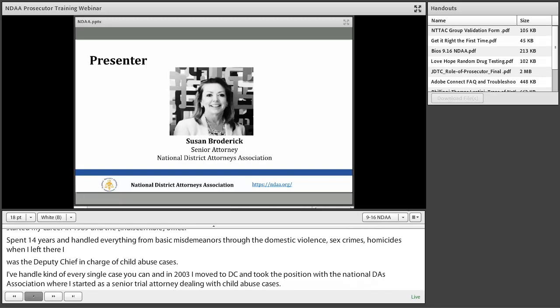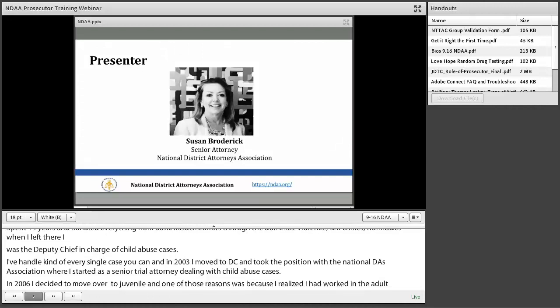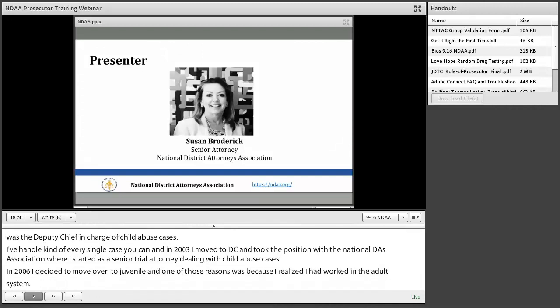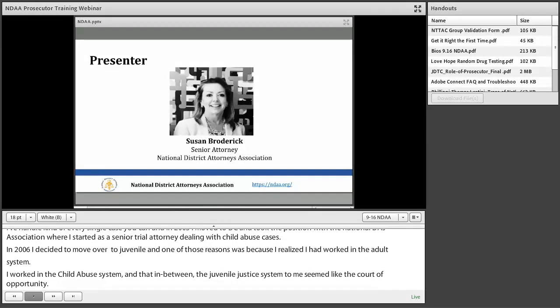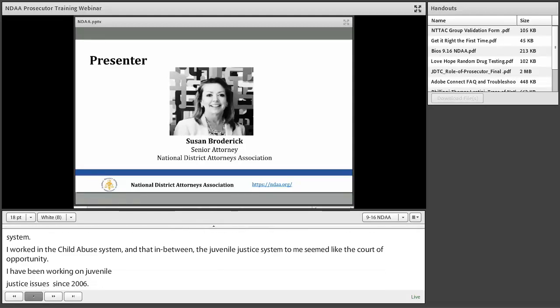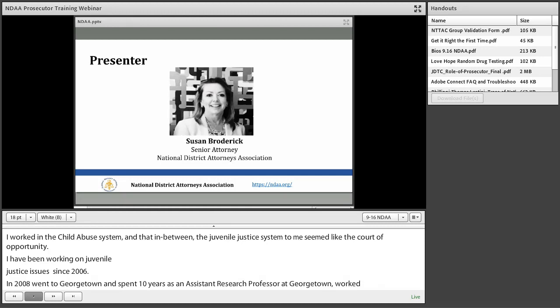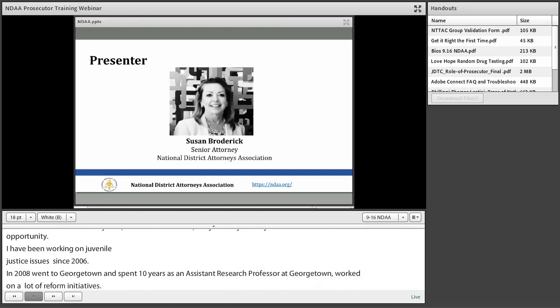One of those reasons was because I had worked in the adult system and the child abuse system, and that in-between group, the juvenile justice system, to me seemed like the court of opportunity. So I've been working on juvenile justice issues since 2006. In 2008, I went over to Georgetown. I spent 10 years as an assistant research professor at Georgetown, worked on a lot of reform initiatives. I can tell you the one thing for sure that I am not is a professor. Even though it was my title there, I'm a prosecutor, and I will always be a prosecutor at heart.